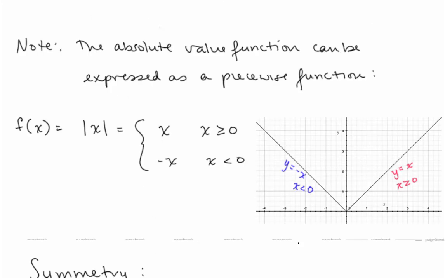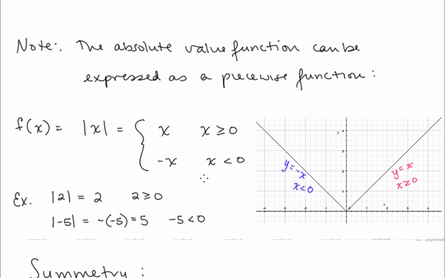Note that the absolute value function can be expressed as a piecewise function. We know that when we're taking the absolute value of a number, if that number is already positive, then the absolute value of that number is the same. If that number is negative, then we want the positive of that, so we negate it to make it positive. For example, absolute value of 2 is equal to 2 because 2 is greater than or equal to 0. Absolute value of negative 5 is equal to negative 5 because negative 5 is less than 0.